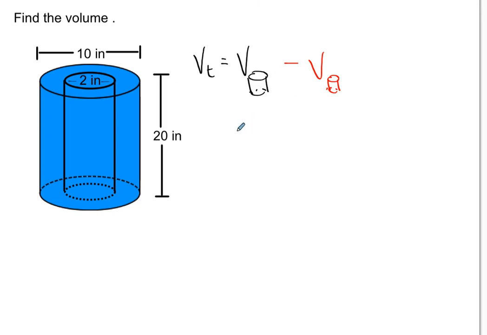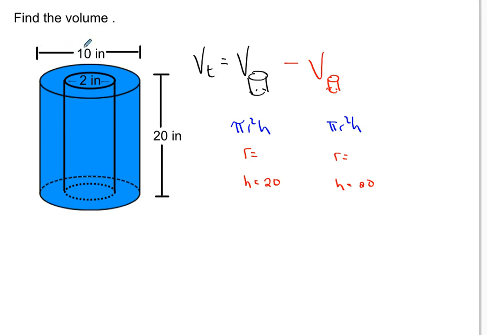Alright, so the volumes are both the same formula, so I have pi r squared h and pi r squared h for both of them, except my radius and my height will be a little different for both of these. The height of both the smaller and the bigger is 20, but the radii are different. So I'm going to go with the bigger one first.